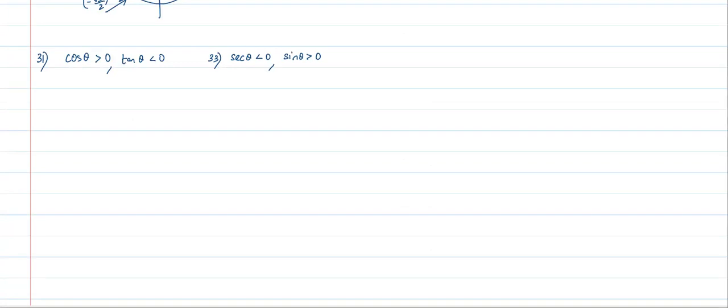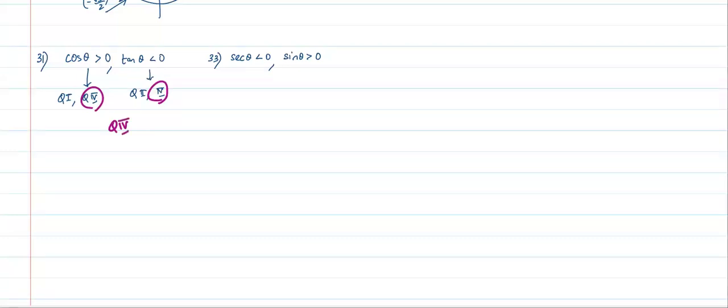So where is cosine positive? Cosine is positive either in quadrant 1 or quadrant 4. So these are the two possibilities. Where is tangent less than 0? Tangent is negative either in quadrant 2 or quadrant 4. Now, what is common to both? What is common to both is quadrant 4. So my answer is quadrant 4.